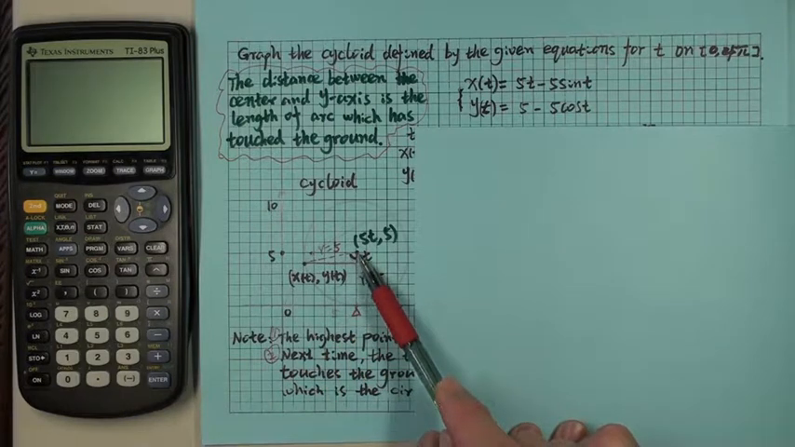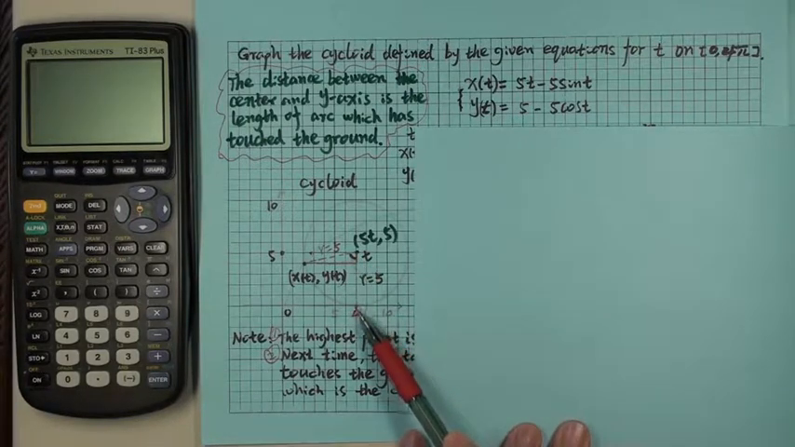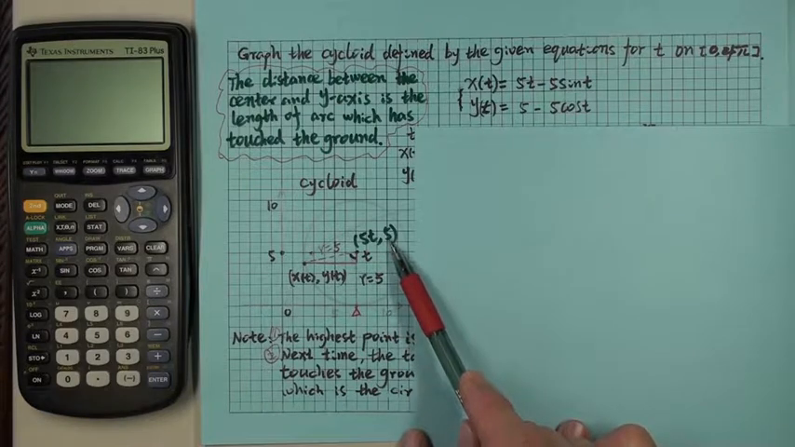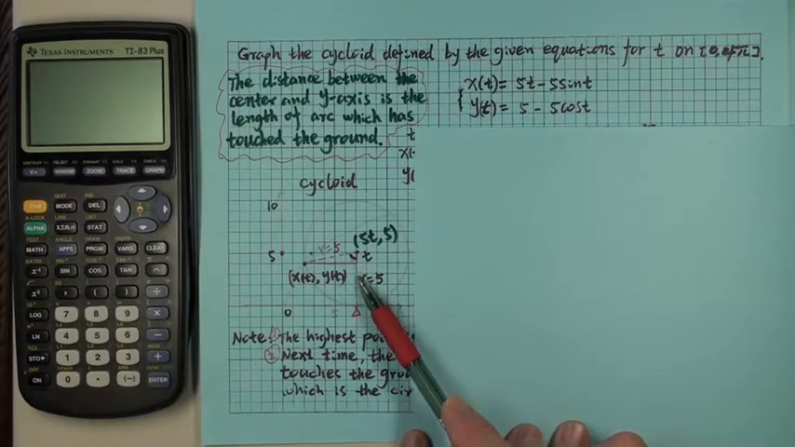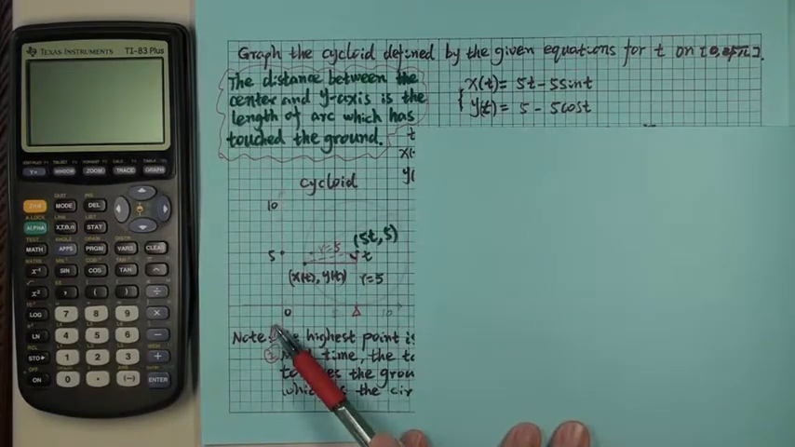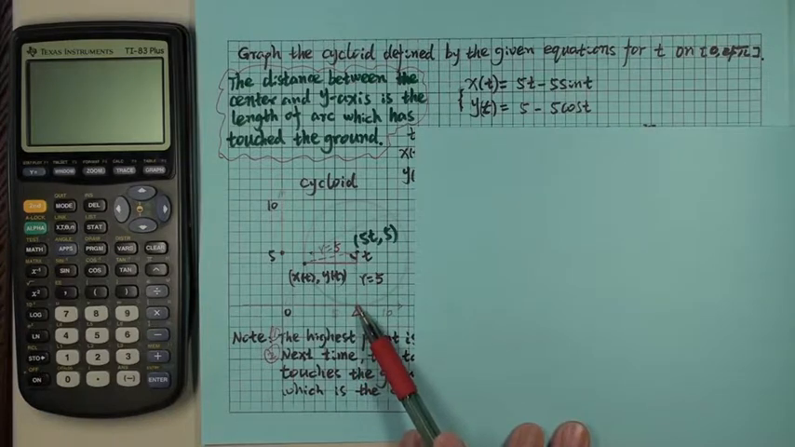The y-coordinate is pretty easy to figure out for this center because, you know, from the center to the ground, it's always the radius 5. So 5 is easy to figure out. But why this x-coordinate is 5t? Why this part is 5t?